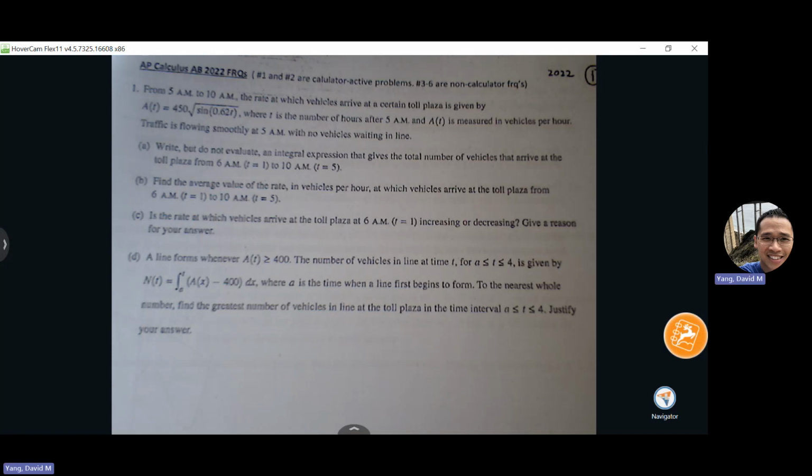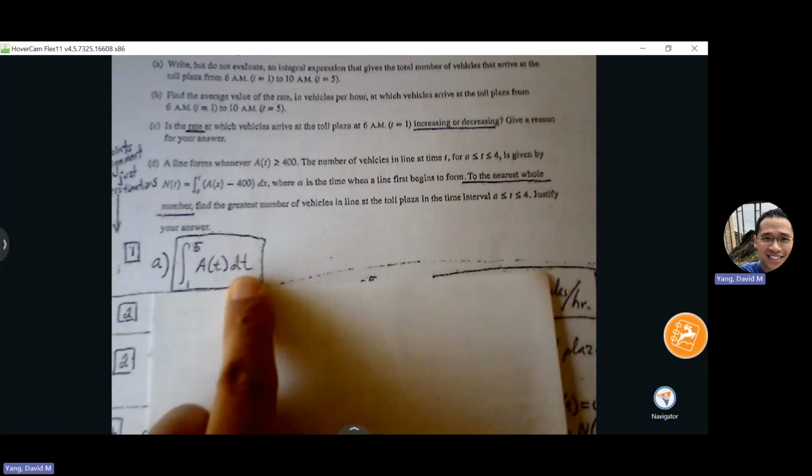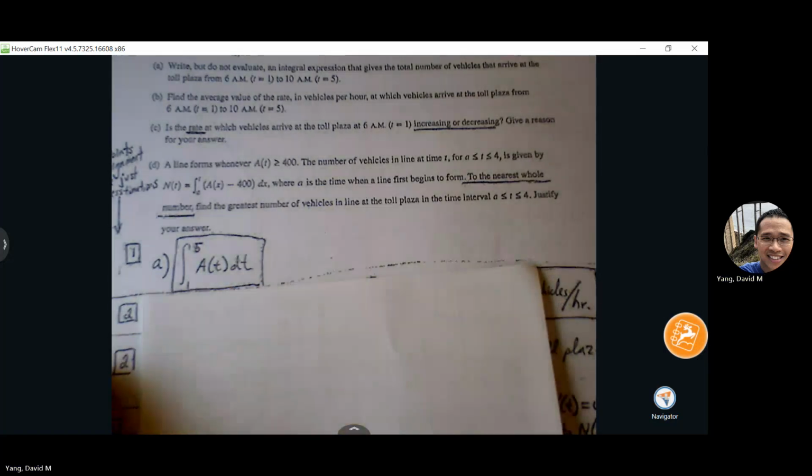So you can write out the entire expression, or you can leave it as A of t. That's it. That's all we do, number 1, for part A.